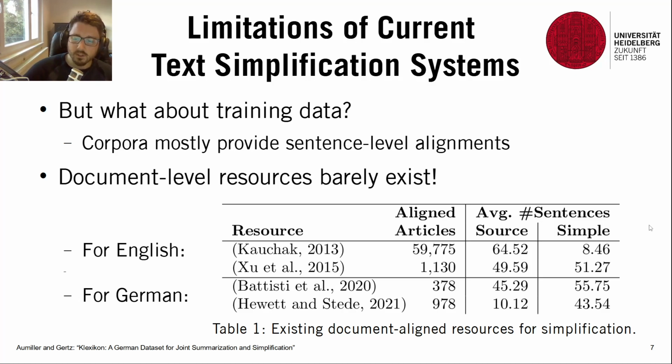In particular, when we're looking at German, we find that for all of these resources, the input number of sentences is on average shorter than the output length of an article, meaning that we cannot really use those for any form of summarization setting. There is one resource based on Wikipedia and Simple Wikipedia by David Kauchak from 2013. However, this is only available for English and not suitable for the German task at hand.